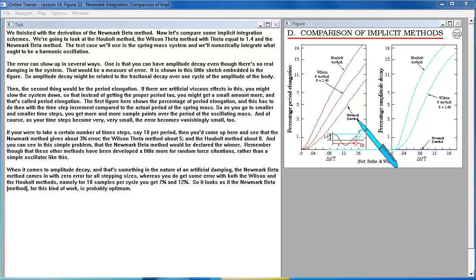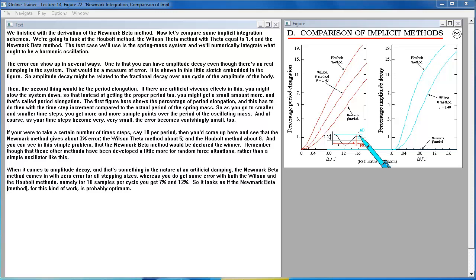The error can show up in several ways. One is that you can have amplitude decay even though there's no real damping in the system. That would be a measure of error. It's shown in this little sketch embedded in the figure. So the amplitude decay might be related to the fractional decay over one cycle of the amplitude of the body.